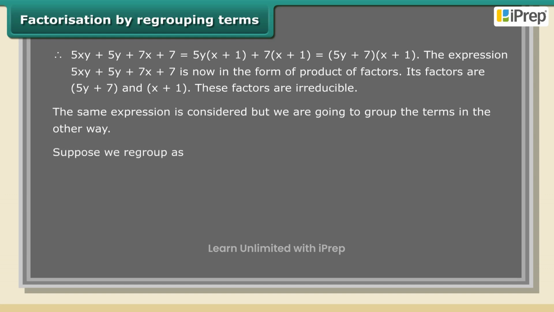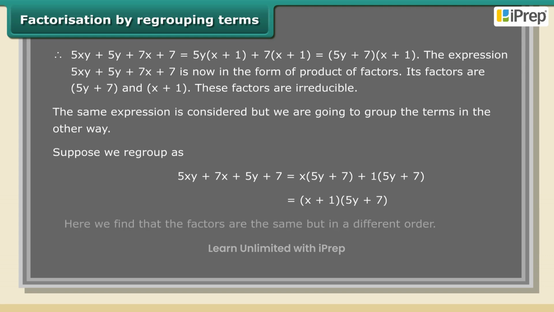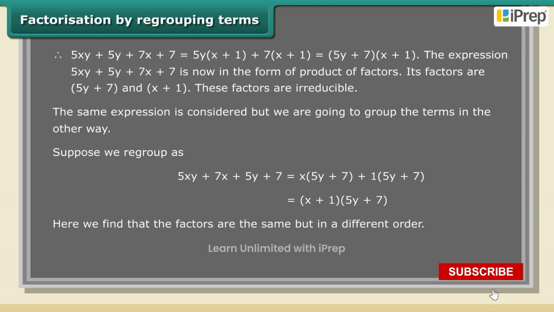Suppose we regroup as 5xy + 7x + 5y + 7 = x(5y + 7) + 1(5y + 7) = (x + 1)(5y + 7). Here we find that the factors are the same but in different order.